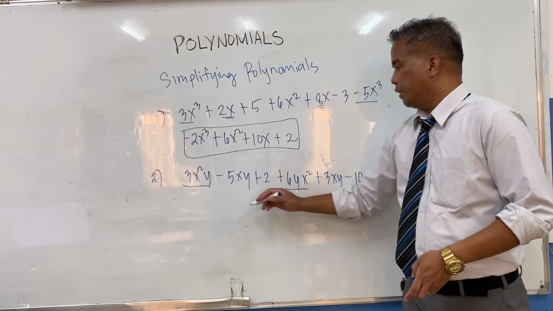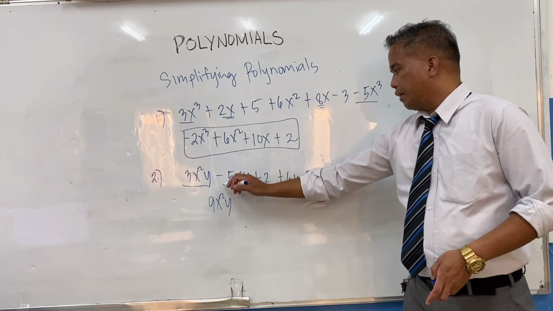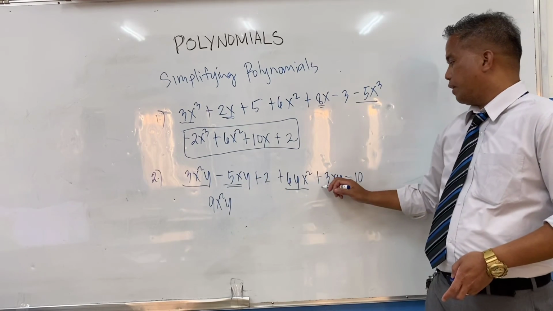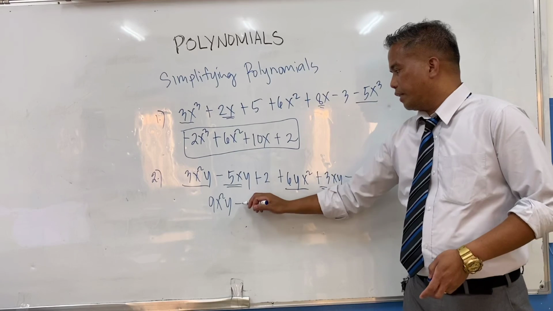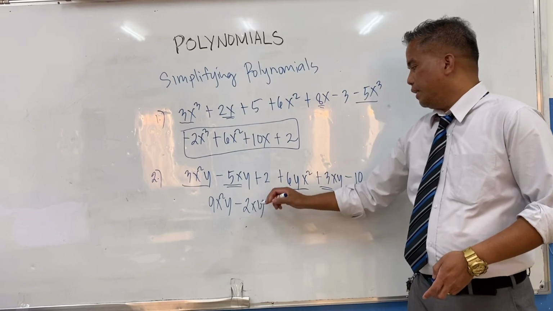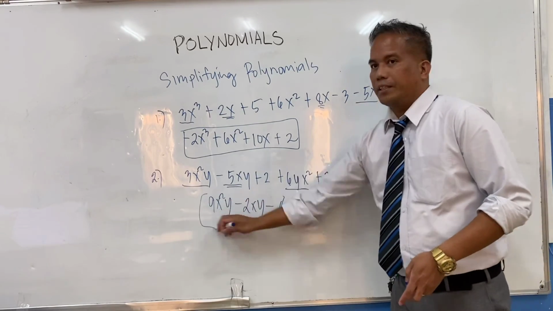So 3 plus 6 equals 9x squared y. We can also combine negative 5xy and positive 3xy. Negative 5 plus 3 equals negative 2xy. Then 2 minus 10 equals negative 8. So this is the answer.